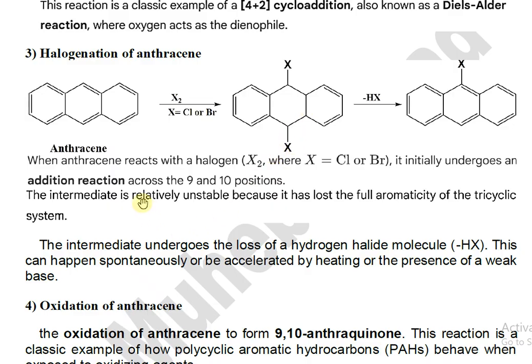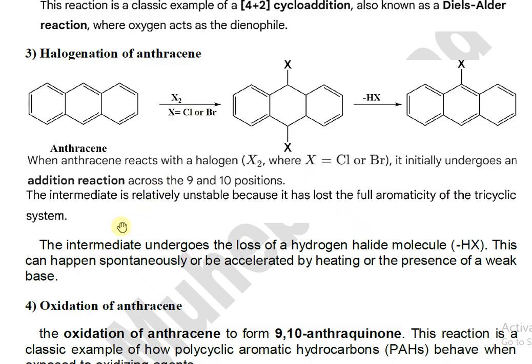So we have an addition reaction that happens at positions 9 and 10, addition of the halogen. In the second reaction, the molecule loses a hydrogen halide molecule, HX, that is minus HX, dehydrohalogenation. This can happen in the presence of a weak base, just add any base here to remove HX, to give you the dehydrohalogenation process.